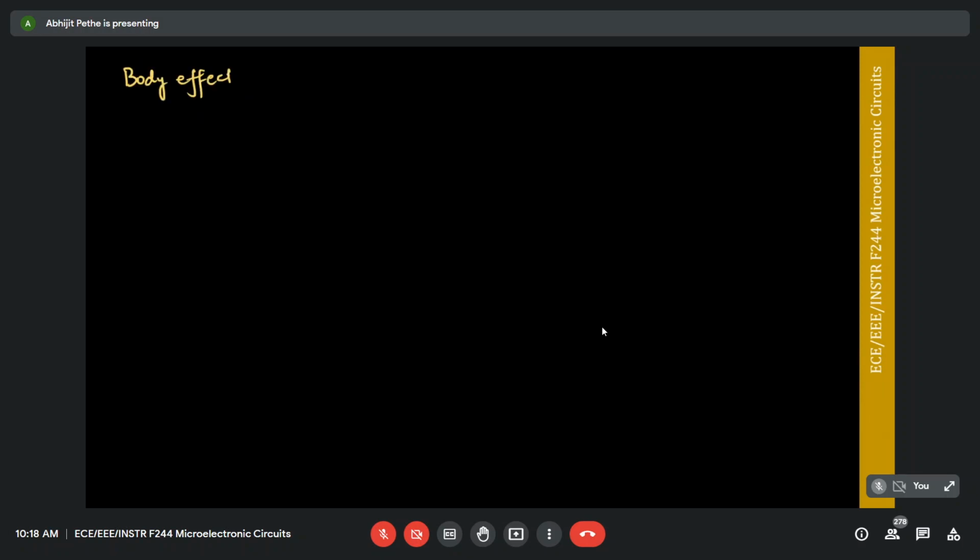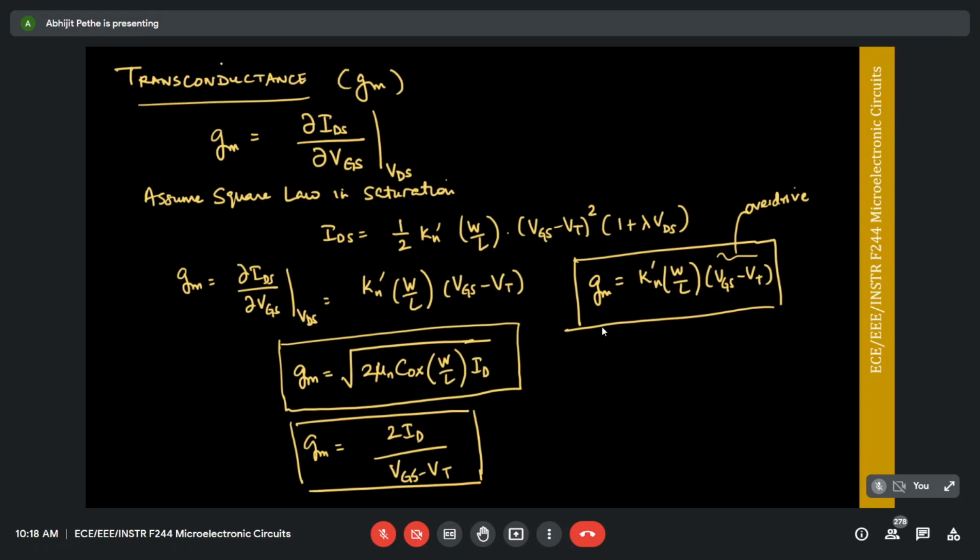So could you show the slide once more? So how did you get the second equation for the transconductance? Substitute VGS minus VT from the IDS expression, and remove 1 plus lambda VDS.